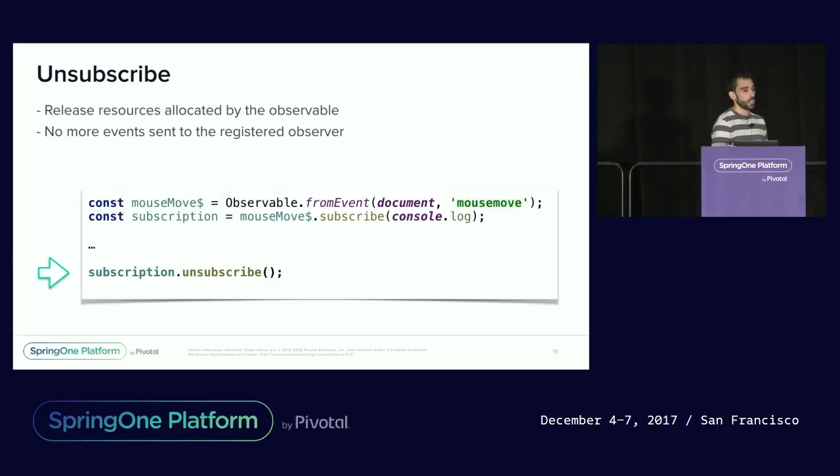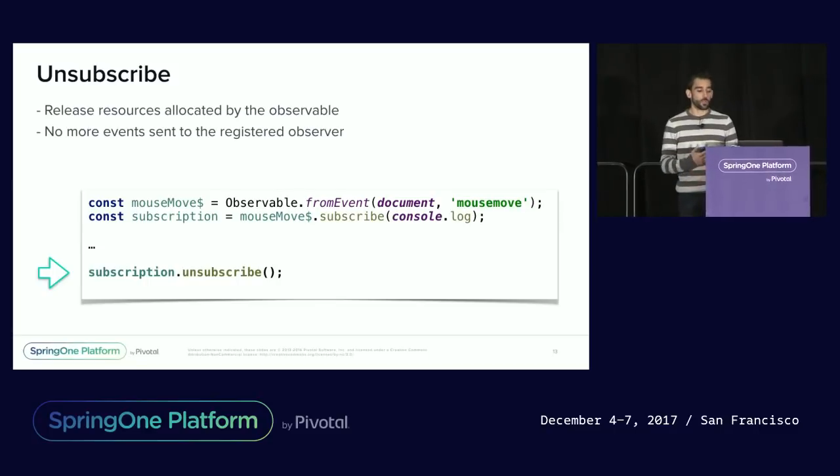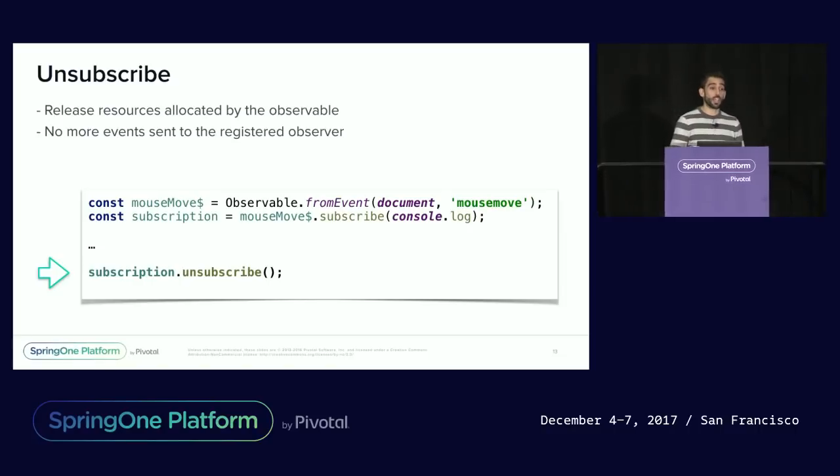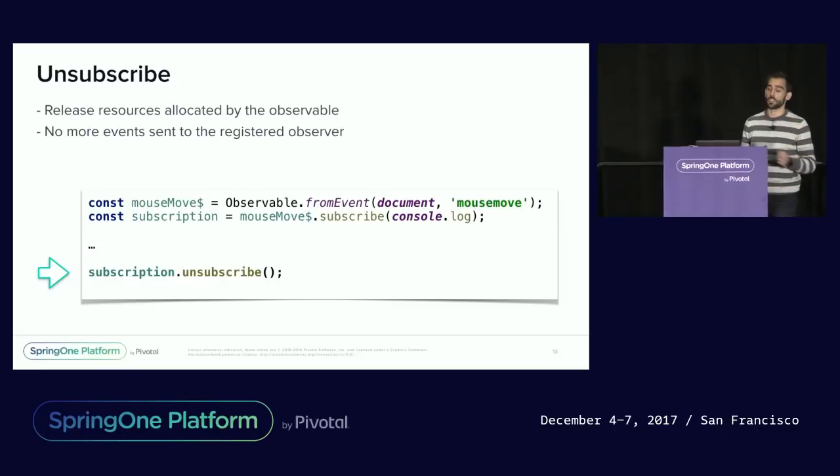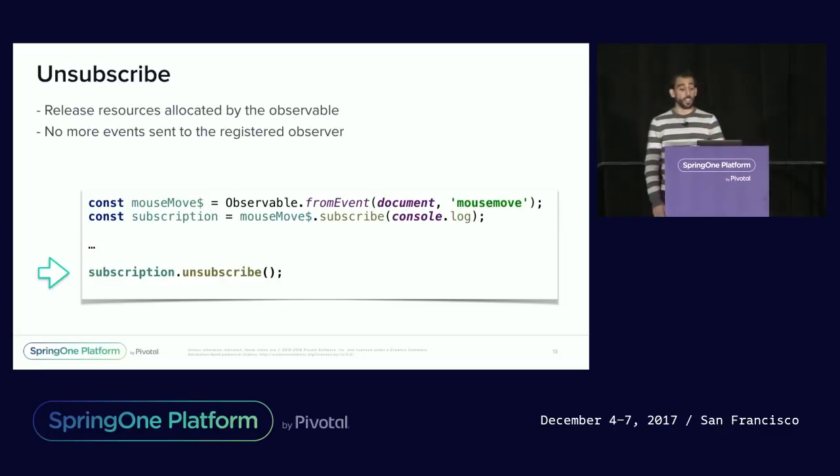Right? So maybe if you have an Angular component and you don't need that component anymore, you need to release those resources. So you need to unsubscribe. Right? So that's important to not have memory leaks. Right? So when you subscribe, what will be given to you is a subscription that you can use to unsubscribe at any point. Right? And this is important because you're going to release the used resources, and also you're going to tell the observer that, well, we won't have any more messages.